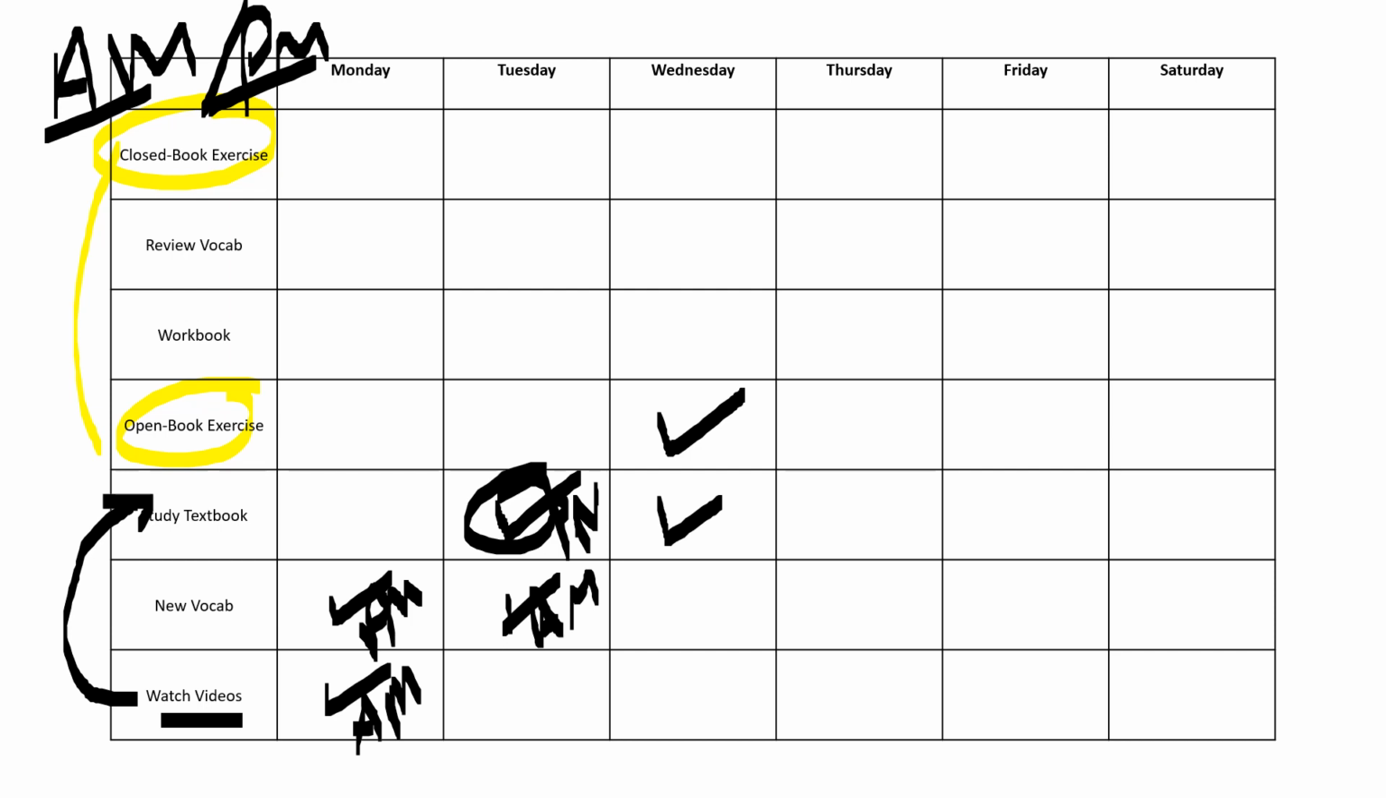Use your textbook, use your workbook, use other resources. That open book exercise is due by 11:59 p.m. on Wednesday and gives you an opportunity to immediately, early in the week, process what you have studied Monday and Tuesday. So work on that open book exercise, and then also get onto your workbook.